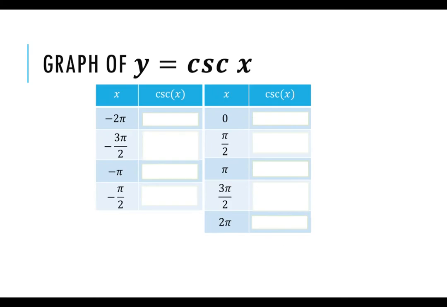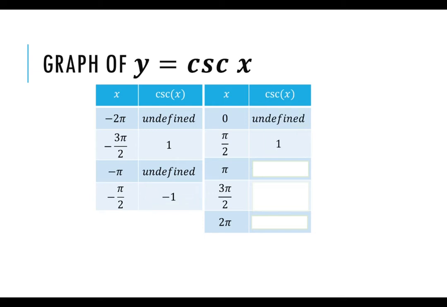Alright, so now let's go through a graph of cosecant. Alright, what can we do? Well, cosecant of negative 2 pi is undefined, right? Cosecant of negative 3 pi halves, that's going to be 1. Cosecant of negative pi is undefined. Cosecant of negative pi halves is negative 1. Cosecant of 0 is undefined. Cosecant of pi halves is 1. Cosecant of pi is undefined. Cosecant of 3 pi halves is negative 1. And cosecant of 2 pi is undefined.